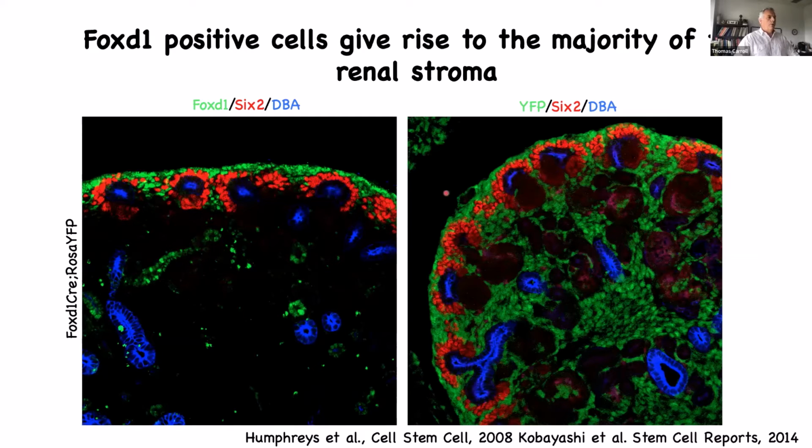If you take a FOXD1 Cre mouse, so a mouse that expresses Cre under the regulatory elements of FOXD1, and you cross it to a Rosa reporter and then fate trace it, you see that all of the stromal cells outlined here in green have come from this small population of progenitor cells that were expressing FOXD1. And you can see the FOXD1 positive cells do not give rise to the epithelia, either the collecting ducts or the nephron segments, which are dark here, basically.